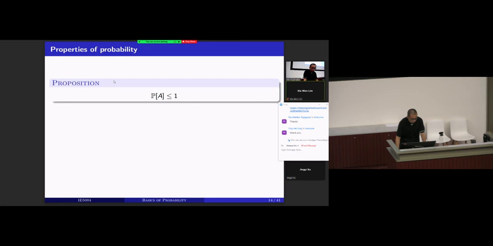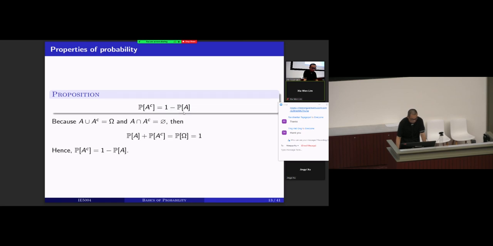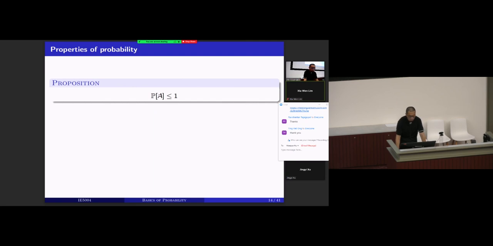A very straightforward result of this is that the probability of any event must be less than or equal to 1. Intuitively, it is very easy to understand because probability of A is just the long-run relative frequency of A, right? Relative frequency must be something between 0 and 1. You take the limit, it cannot be bigger than 1. No way, right? But how to prove that?